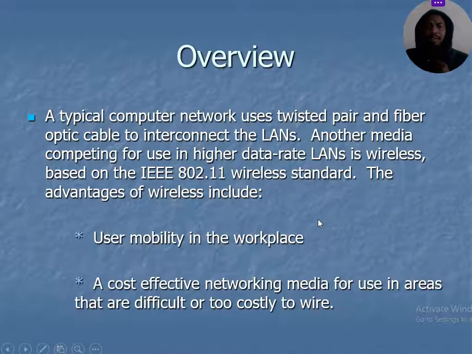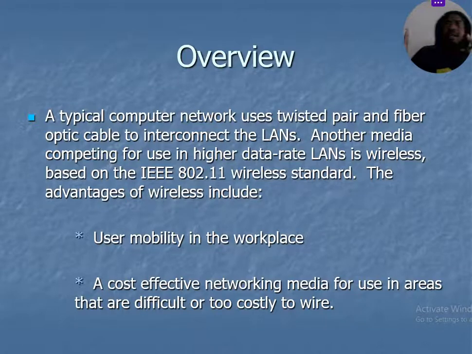A typical computer network normally uses twisted pair cable and optical fiber cable to connect a wired network. That's what we normally use. Today, another medium that is competing with this for high data transfer rate is the wireless. When we're talking about LAN, wireless configuration is another medium competing in the transmission of data.